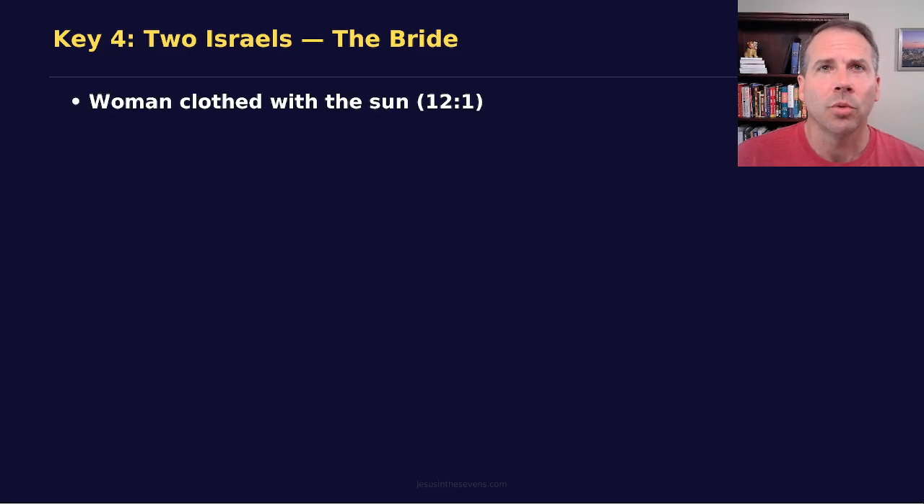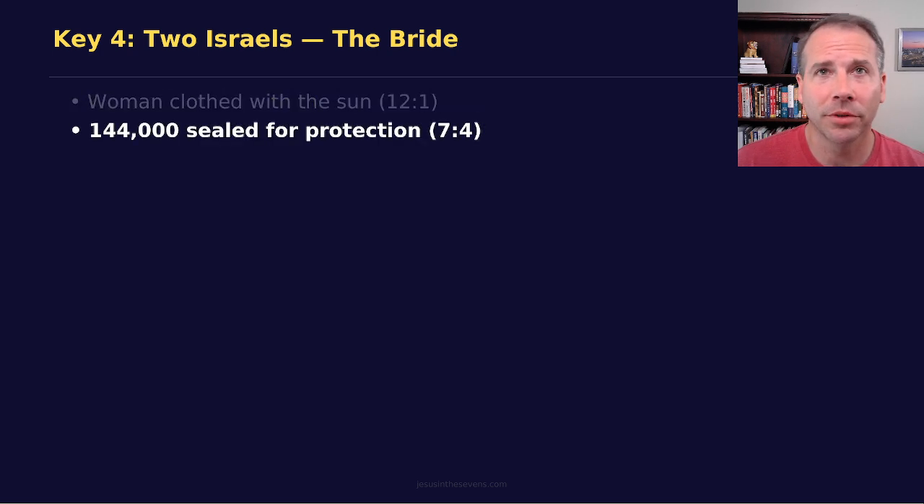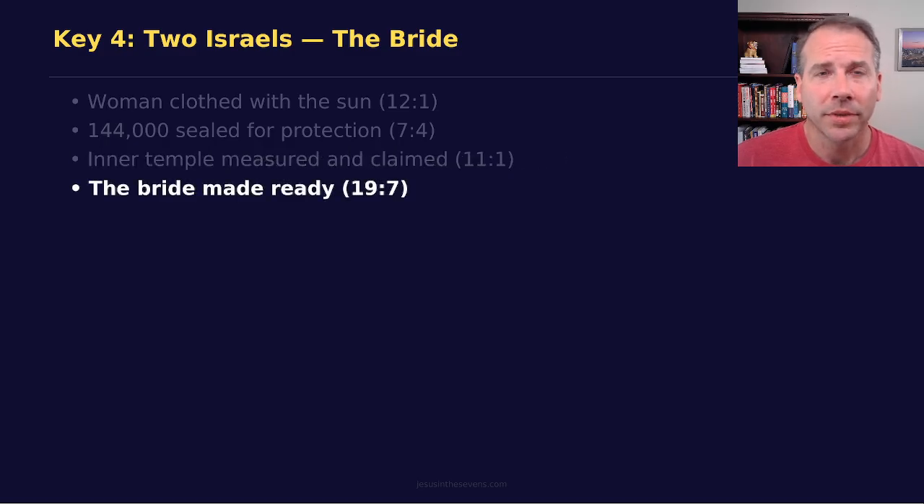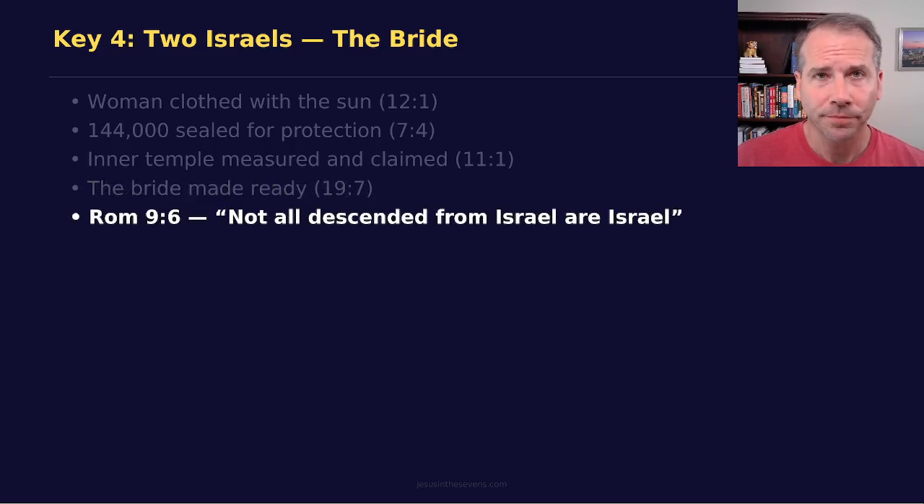So chapter 12, we see a woman clothed with the sun. That's going to be the bride. Okay, I'm not going to unpack all these here. We'll do that when we get to those chapters. There's 144,000 sealed for protection. That is the remnant. Inner temple is measured and claimed in chapter 11. Again, preserving a remnant. The bride is made ready very explicitly in chapter 19. That's, of course, the bride.